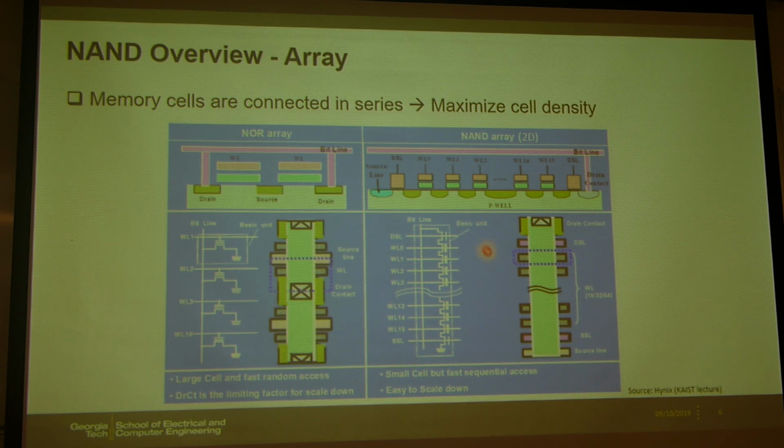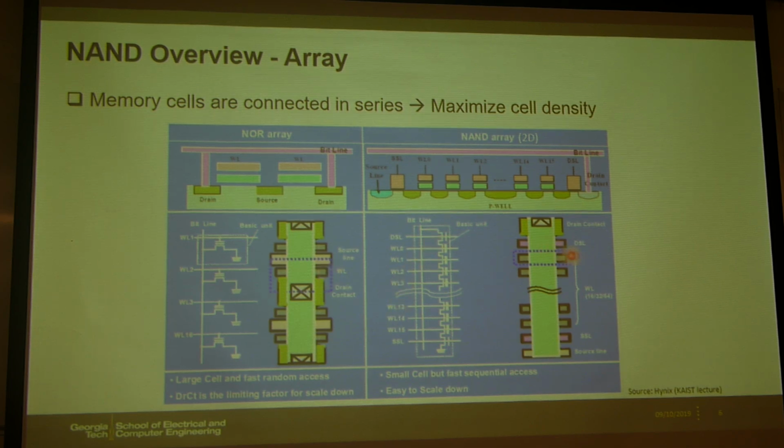But in the NAND array, if you look at this cell, the drain side of the memory cell is connected to the source side of the neighbor cell, right? The advantage is that we don't need this metal contact area. It is serially connected, so we don't need this additional metal contact area, and we can maximize the cell density. Because of this, the memory cell density can be really high compared to other memory devices.